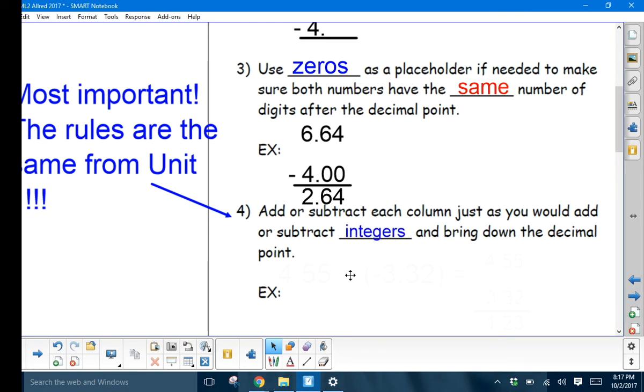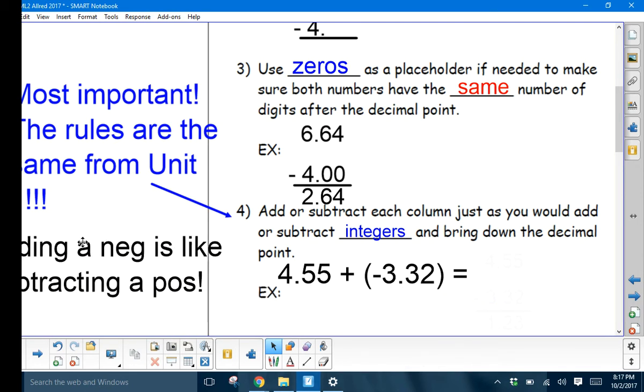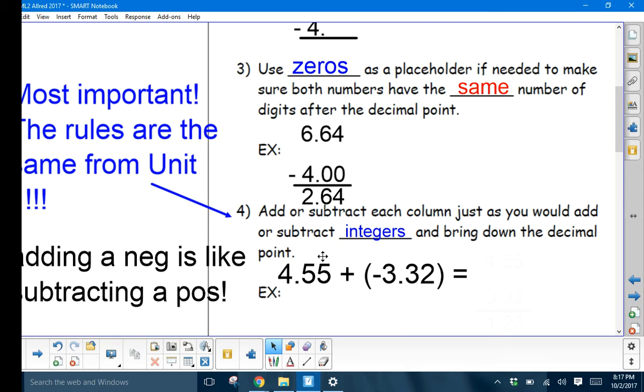So for example, if your math problem says 4.55 plus negative 3.32, we've got to remember that adding a negative is like subtracting a positive. We've got to remember that. Okay? And I'm going to write that in here. Adding a negative is like subtracting a positive. So we can rewrite that math problem as 4.55 minus 3.32. That's going to make it a lot easier for us if we remember those rules from Unit 1. That's going to help us out while we're doing this math problem.